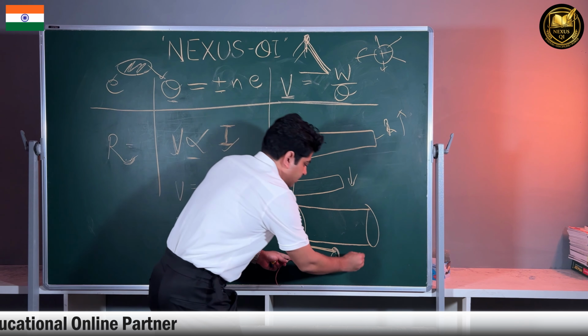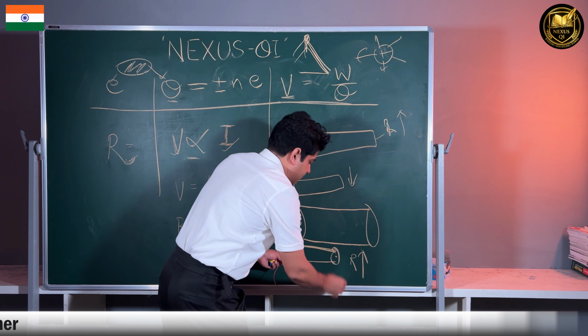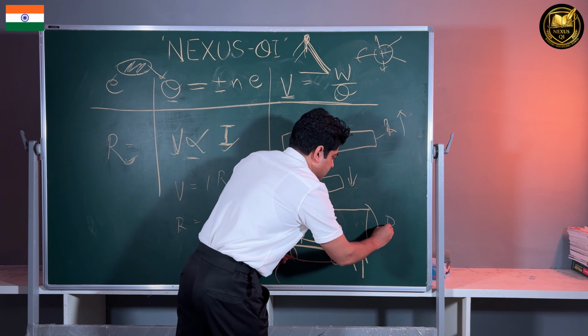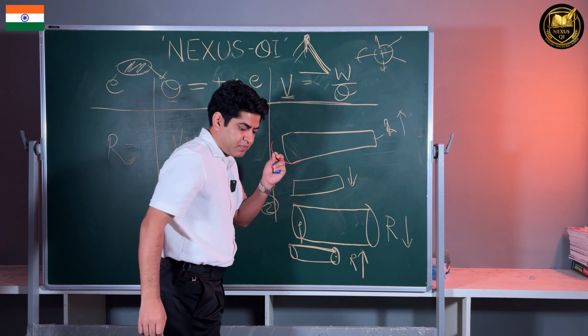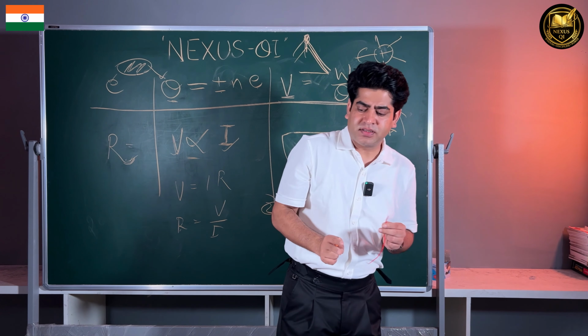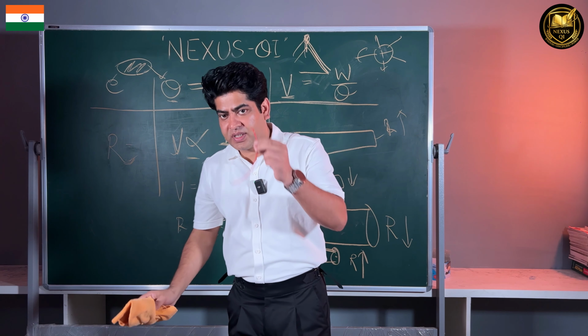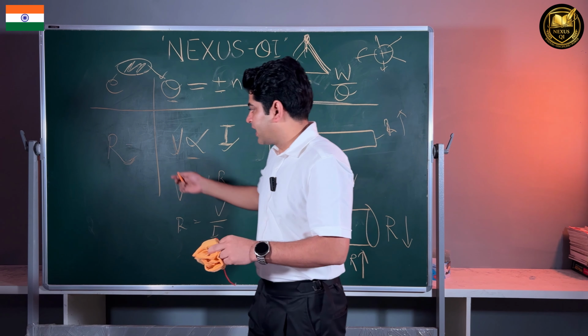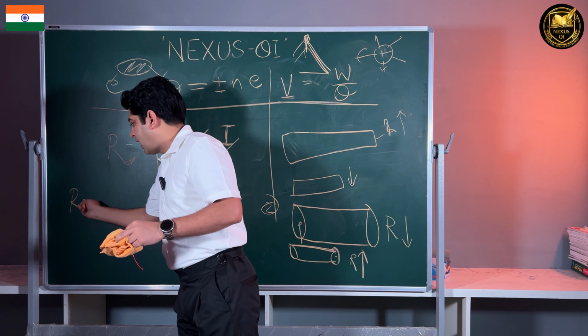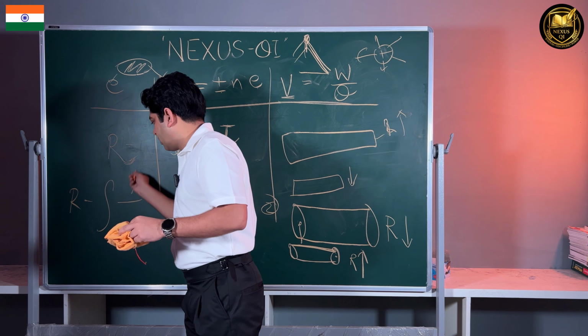smaller the radius, more will be R. Bigger the radius, less will be R. It means there are only two factors, and there are other factors also, we can say temperature, okay, but majorly two factors, from where we are getting the formula. So we can write R is equal to rho L by A.